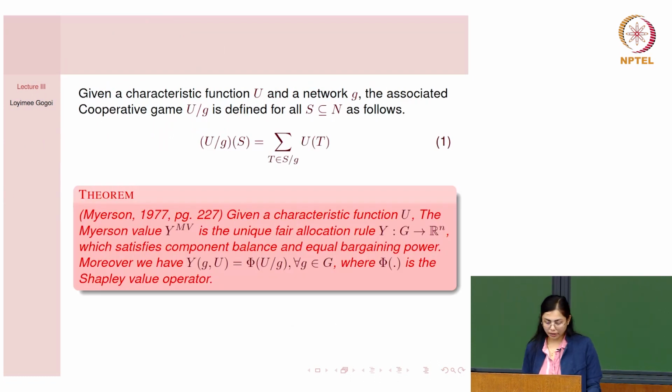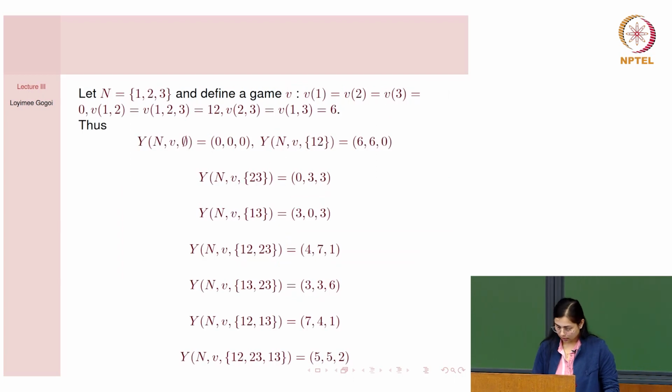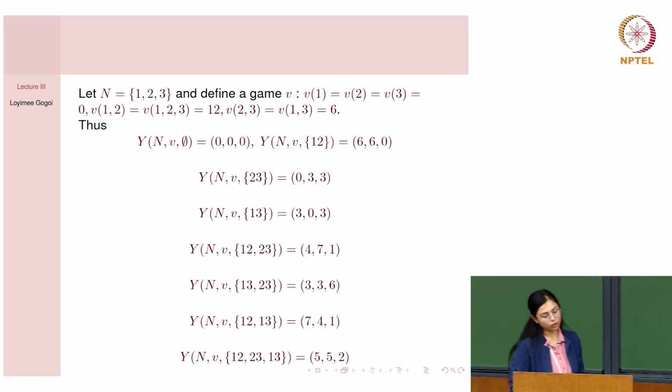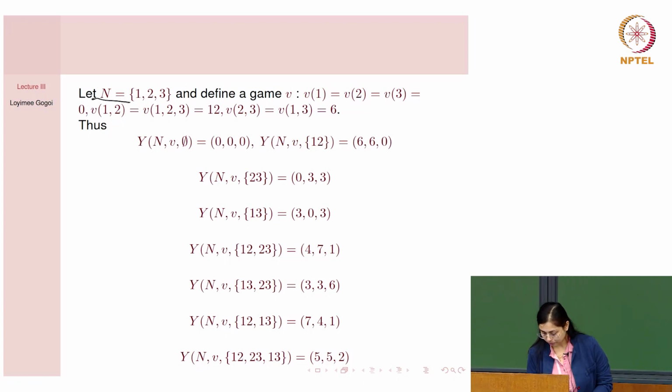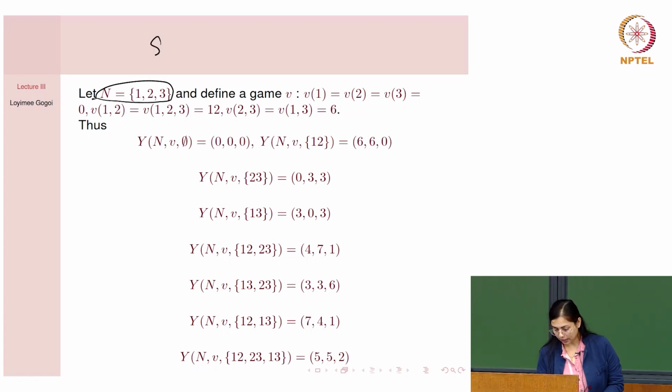So I will discuss this theorem. This is the same kind of theorem that was extended to network games. Next I have one example here, and this is a 3-player game. I have a total of 8 networks, all possible networks, and all the Shapley values are associated.